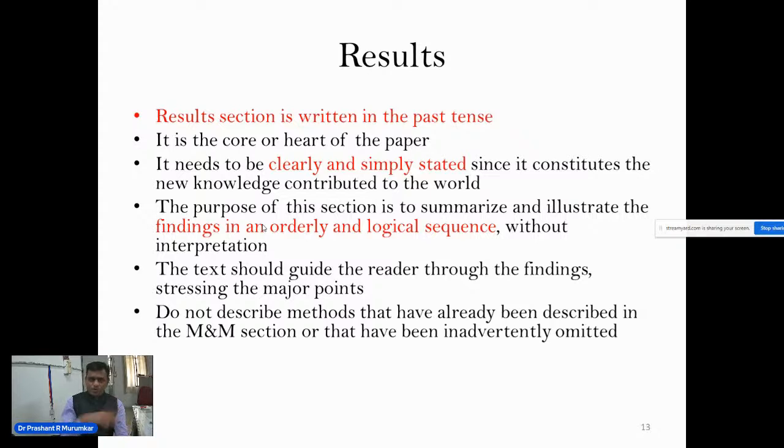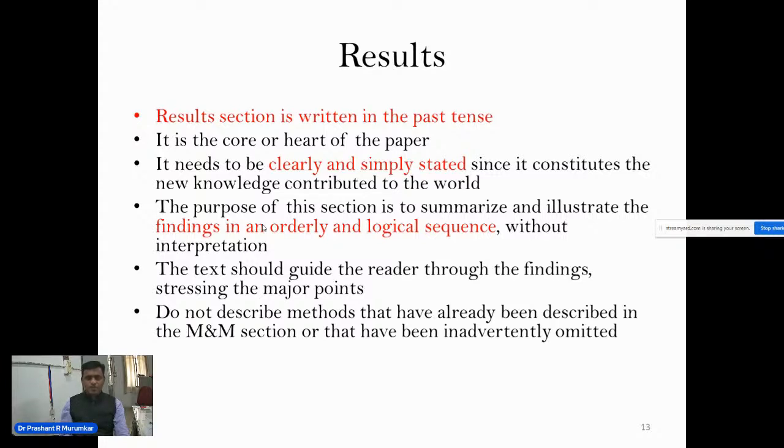That means whatever output is there, whatever method you have used that gives the results, should clearly show that this has not been reported elsewhere in the world. You are the first to report, or this is a new method or new results, whatever you are discussing. That's why it should be clearly mentioned, because this constitutes the new knowledge which is contributed to the world.